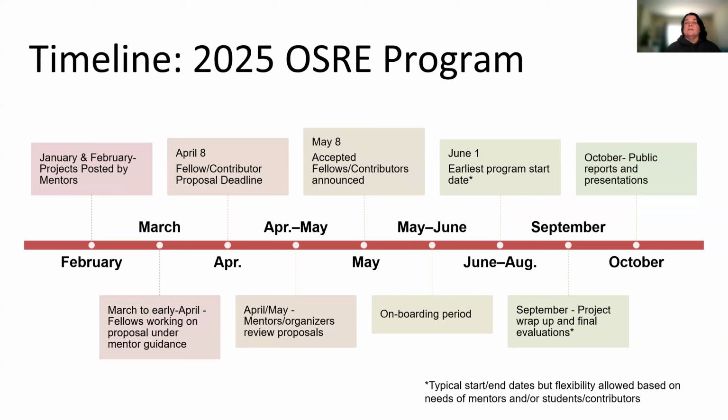Then projects start working over June, July, and August, with most projects wrapping up in late August, early to mid-September, although we have had ones that have gone longer. And we try to do some sort of public reporting and presentation of the projects in the October, November timeframe.